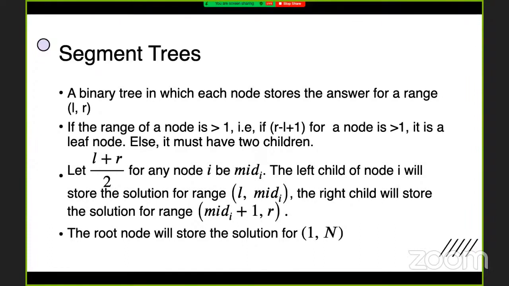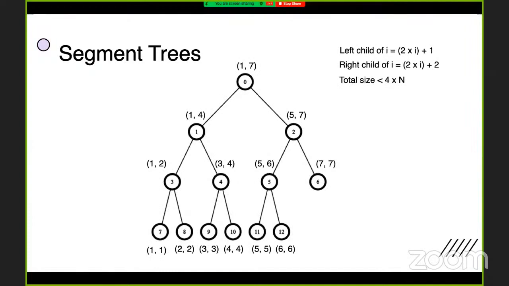For any node i, let (L plus R) by 2 be mid i. It's okay if you don't keep up with all this because we're going to discuss it in depth. The left child of that node stores the solution for the range L to mid i, and the right child stores the solution for the range mid plus 1 to R. The root node will store the solution for 1 to n. Each node stores the solution for a range, the left child stores the left half of the range, and the right child stores the right half.